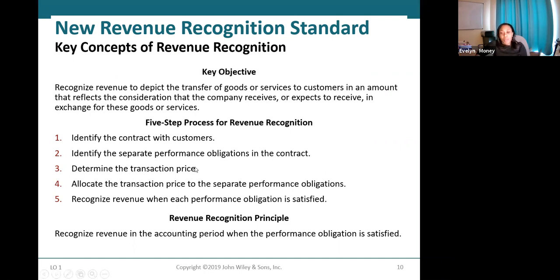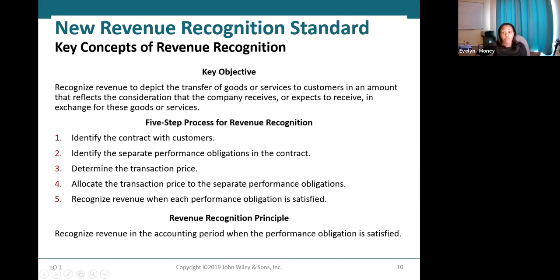Then we determine the number that we're assigning to those performance obligations, or the total transaction price. If there is more than one performance obligation, then we have to allocate the transaction price to the separate performance obligations, because one may be a service revenue, the other one could be revenue that's a result from a particular product. So we do have to allocate that transaction price. And then we recognize the revenue once the performance obligation has been satisfied.